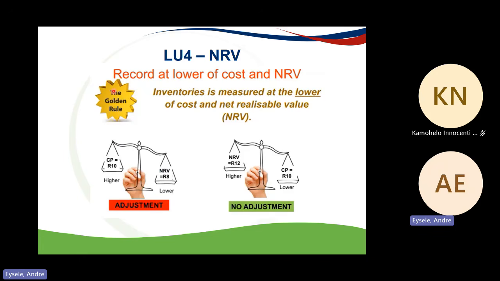The golden rule is that inventories are measured at the lower of cost and NRV. This is your golden rule. So there is an adjustment if your cost price is 10 and your NRV is 8, then you must write it down to NRV. There's no adjustment if your NRV is higher than your cost price.